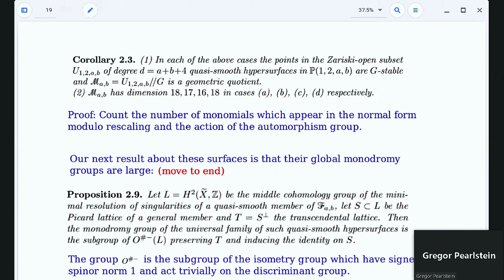Okay, so I skipped over this discussion about the global monodromy, because I wasn't sure if I would have time. But before I discuss the global monodromy, maybe anybody has some questions now.